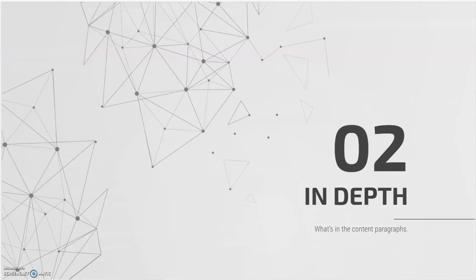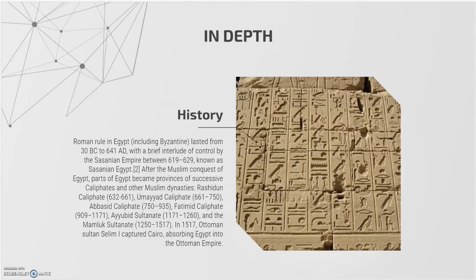So what does it look like when it's in depth? What do those content paragraphs look like? So for history, it might look something like this. Now this is taken from the Wikipedia page on Egyptian history. This is a single paragraph. Notice all the dates in there, right?